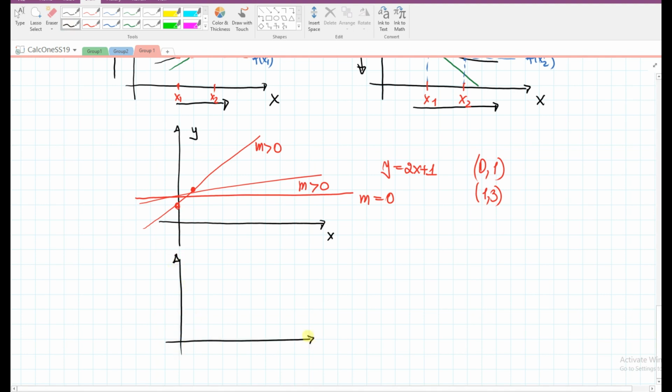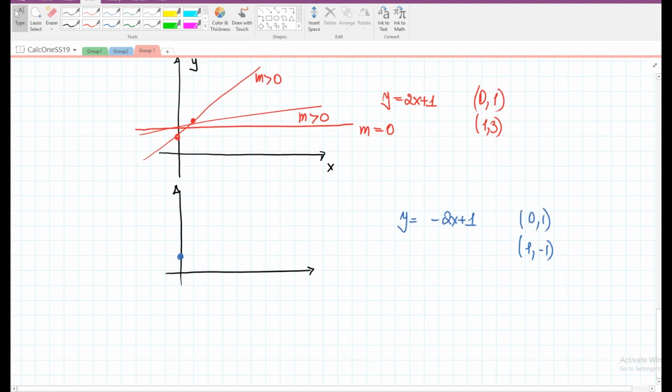Now let's try to draw the graph of the function y is equal to minus 2x plus 1. Okay? So let's choose 1 point again for the x. So if x is equal to 0, what's the y? 1. If x is equal to 1, what's the y? Minus 1. Right? So we need to put these 2 points, 1 here and minus 1 here, right?